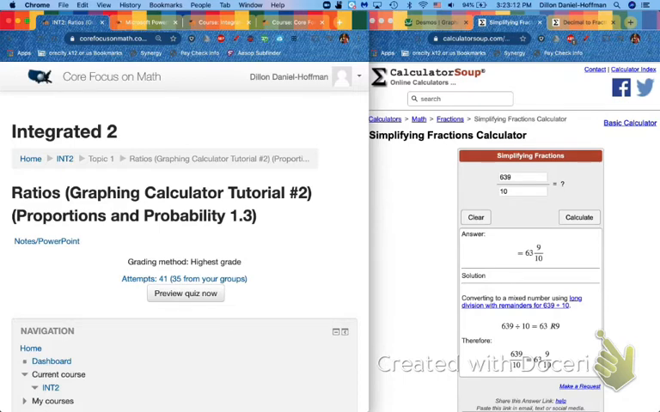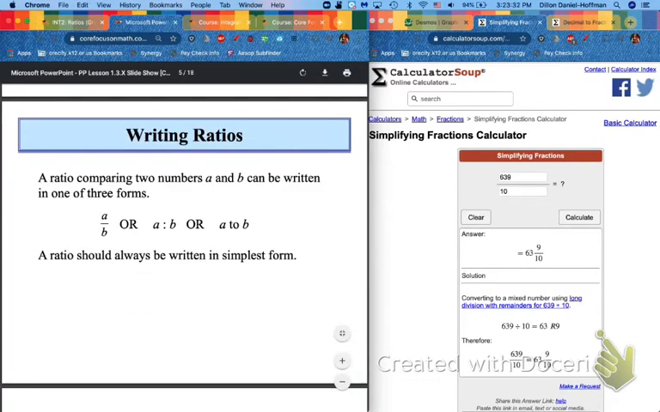And for that, you're going to see on the right to have your simplifying fractions calculator is going to be especially helpful today. But also, you'll notice that there's this notes and PowerPoint link. Some of you use this often, others of you probably didn't even know it was here. I'm going to show you in this link a specific slide that's very helpful today.